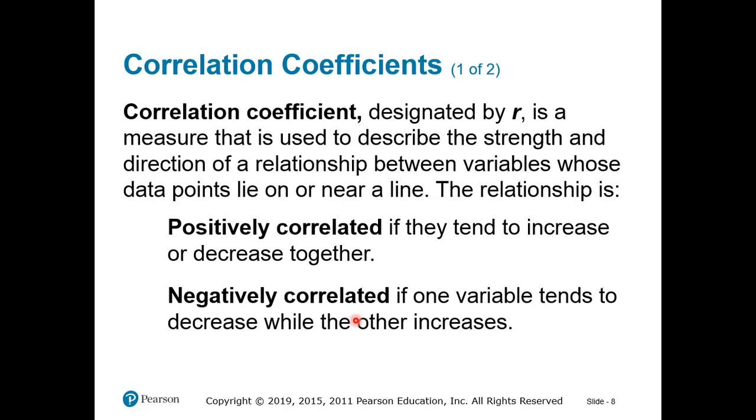Positively correlated means that as one variable increases, so does the other. Whatever direction one goes, the other one tends to go as well, so they change together. If one decreases, then so does the other one. Negative correlation means that as one variable tends to increase, the other variable tends to decrease, and vice versa. That's what we call negatively correlated variables.